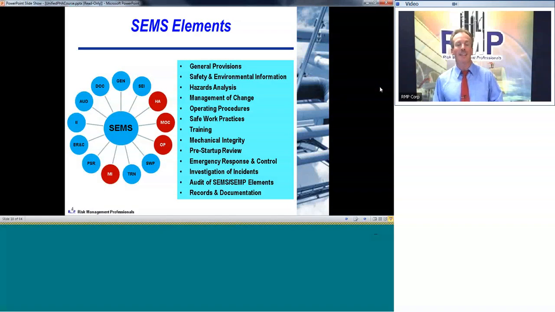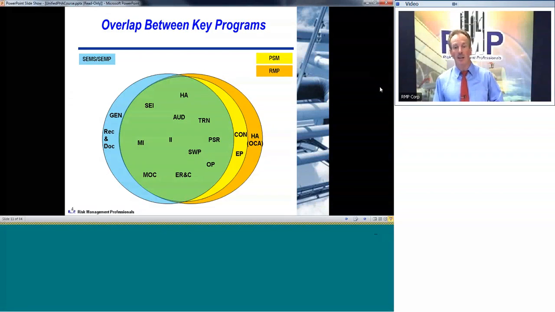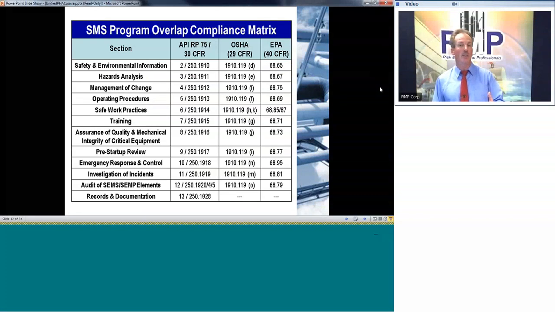When you look at the other programs that are out there, process safety management, risk management programs, when you compare them to SEMS, most of these key management system elements are overlapping. And when you compare it on the next slide to the list of the key elements of SEMS talked about, and also the different regulatory requirements, the second column there is SEMS, third column is OSHA's PSM, and fourth column is risk management programs. You're really looking at almost a one-to-one correspondence. So this is not a coincidence.